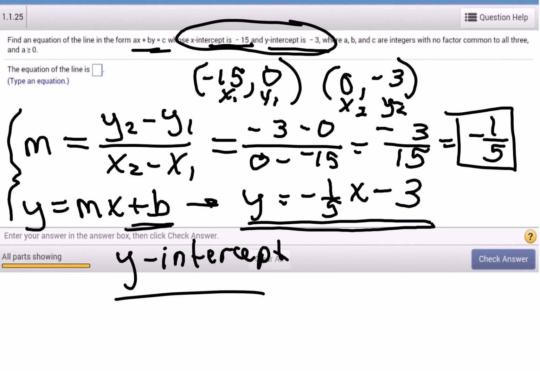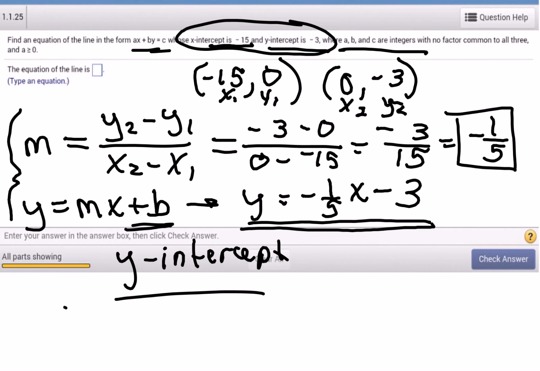Well, it wants it in the form ax plus by equals c. That means I need to get everything over except for the negative 3 to the left side. And a, b, and c are integers, so negative 1/5 needs to become an integer. To make that happen, I'm going to multiply everything by 5. That gives me all integers.